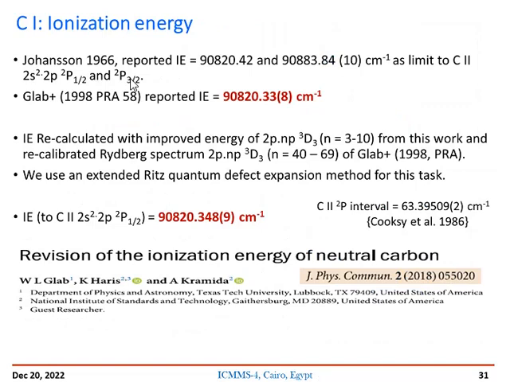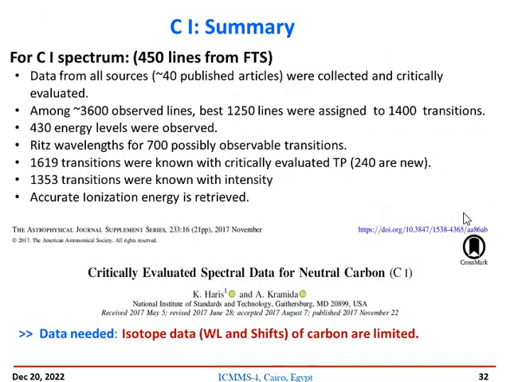So to determine the ionization energy of neutral carbon, we use the Ritz-type expansion method, which is employed for the experimentally known 2p np triplet D3C. Our new value is 9 times more precise than the previous value. So here I summarized the major results of the C1 spectrum. We have already published these results. So the question is, what data is still needed for neutral carbon? We need isotopic data on wavelength and shift.